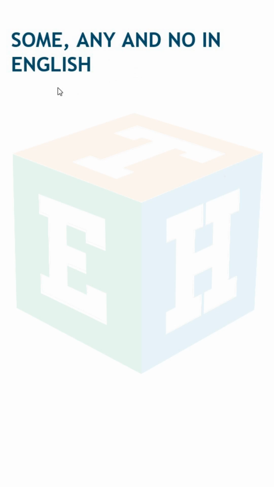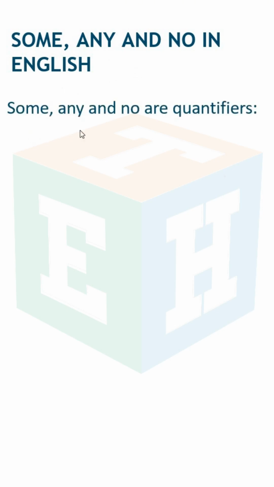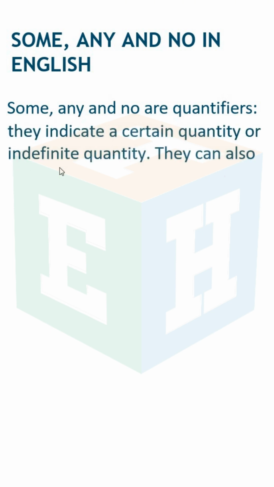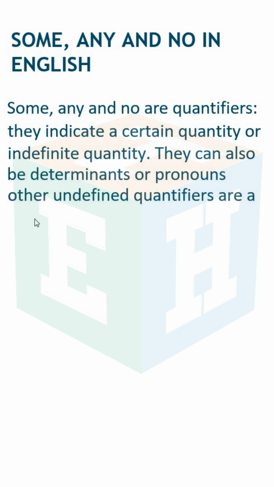Some, any, and no in English. Some, any, and no are quantifiers. They indicate a certain quantity or indefinite quantity. They can also be determinants or pronouns. Other undefined quantifiers are a little more precise.